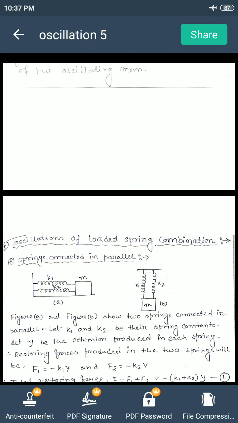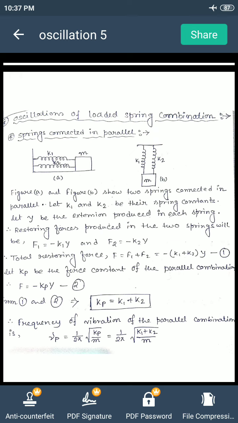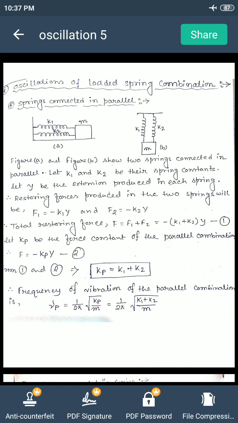Now we discuss the oscillation of a loaded spring in combination. Combination means there are two kinds, either series or parallel. So first we talk about the parallel, then the series. These two figures show the parallel combination of two springs. K1 and K2 are the spring constants, and we consider the extension produced in each spring to be y. So we can write F1 equals minus K1 into y, F2 equals minus K2 into y.